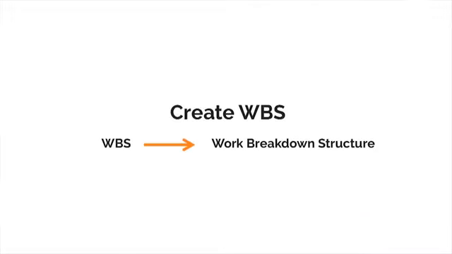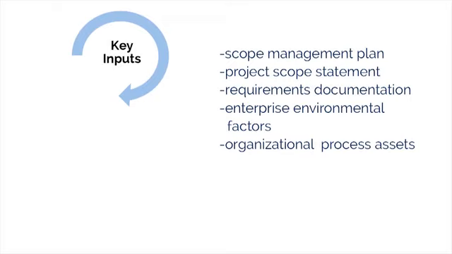The Create WBS process uses the following key inputs: the scope management plan, project scope statement, requirements documentation, enterprise environmental factors, and organizational process assets. From a project perspective, it makes sense that we would need these inputs in this process because we need to have a clear sense as to the scope of the project in order to begin developing the WBS, specifically needing the project scope statement and requirements documentation here.